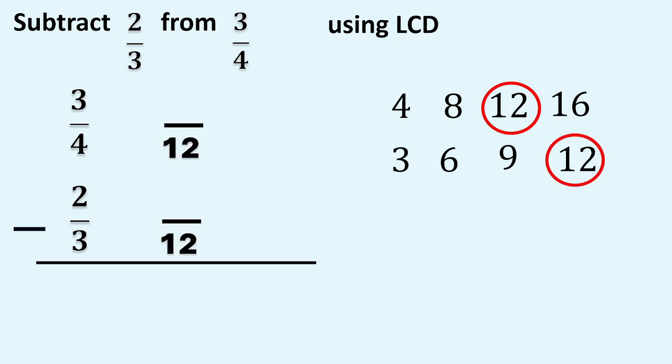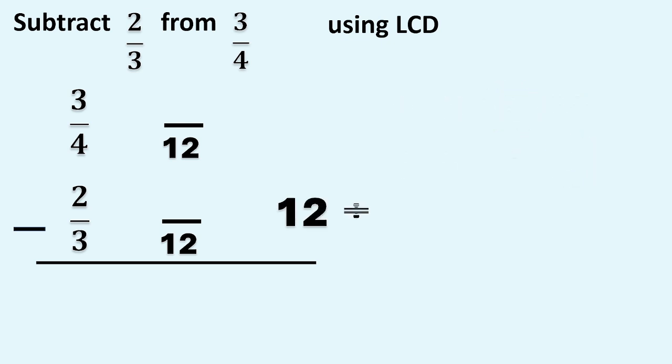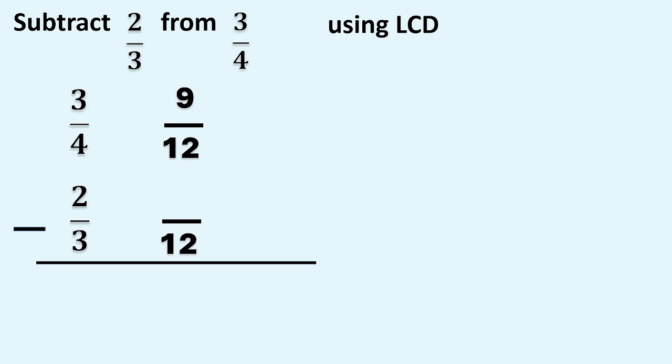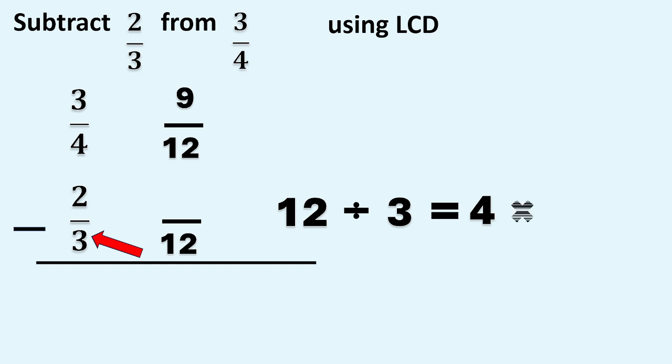Next, divide the LCD by denominator 4. So 12 divided by 4 equals 3. Then multiply the answer by numerator 3. So 3 times 3 equals 9. Next fraction. Divide the LCD by denominator 3. 12 divided by 3 equals 4. Then multiply the answer by numerator 2. So 4 times 2 equals 8.